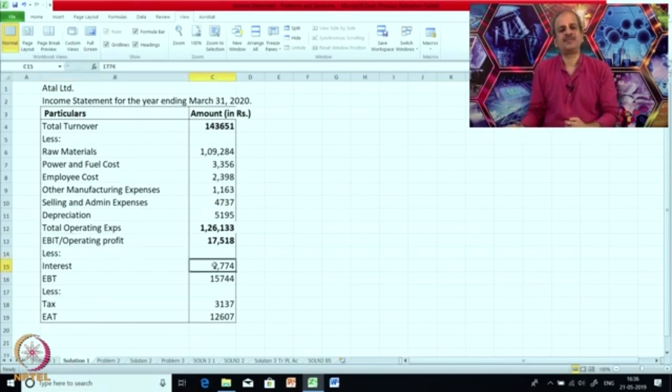Then less interest, we get EBT or profit before tax. Now why is interest deducted separately in a separate step? Can somebody tell me the answer? Can you think of it? Because interest is not a regular expense related to the business. If you look at other items like raw material, power, employee, manufacturing, etc., they were an essential part to run that business. Whereas interest is a repayment made to a bank or to some party for a loan which we have taken. So it is not an integral part of the operations of business. It is considered as a finance cost.